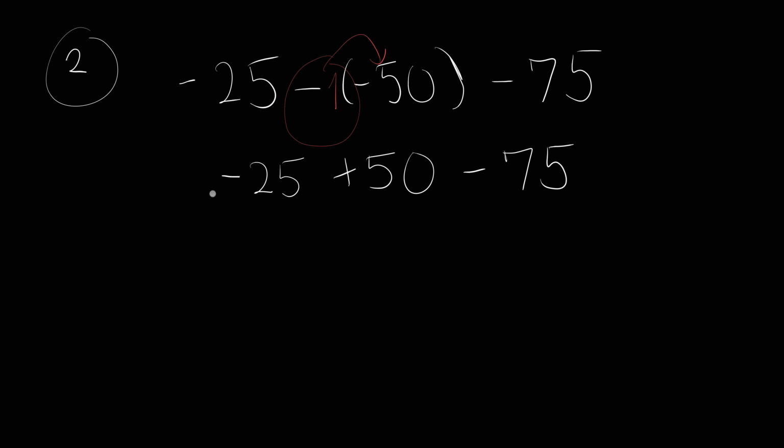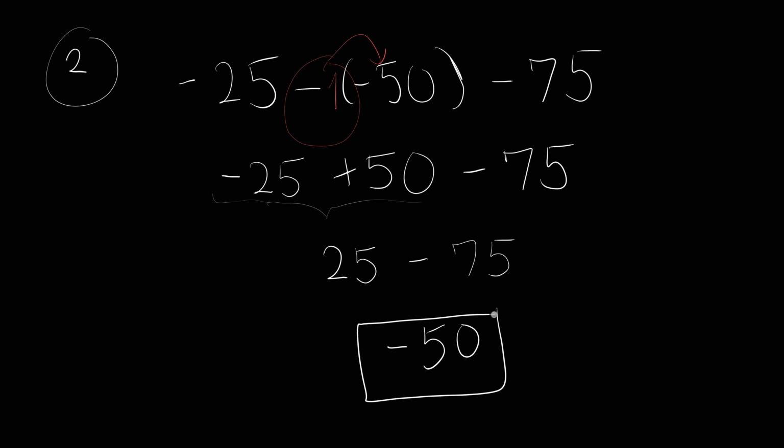So combining like terms, this -25 and this 50, it's supposed to give you a 25. So you will have a 25 minus 75. And +25 and -75 is going to give you a -50. So that will be your answer. So problem number 3.